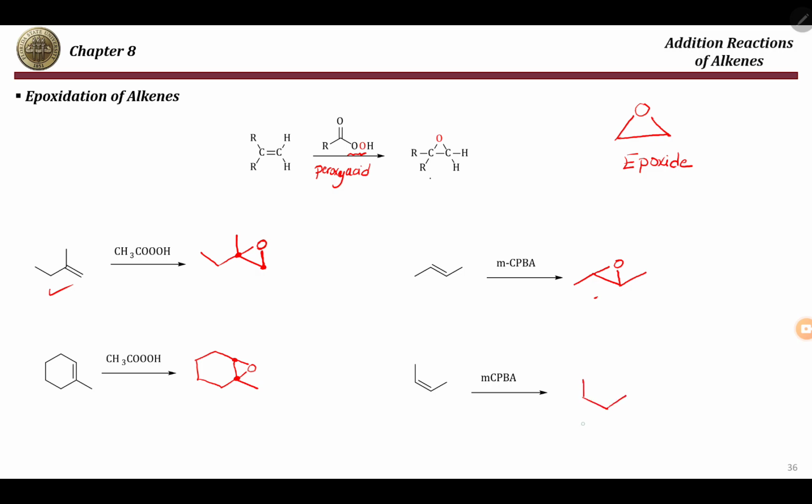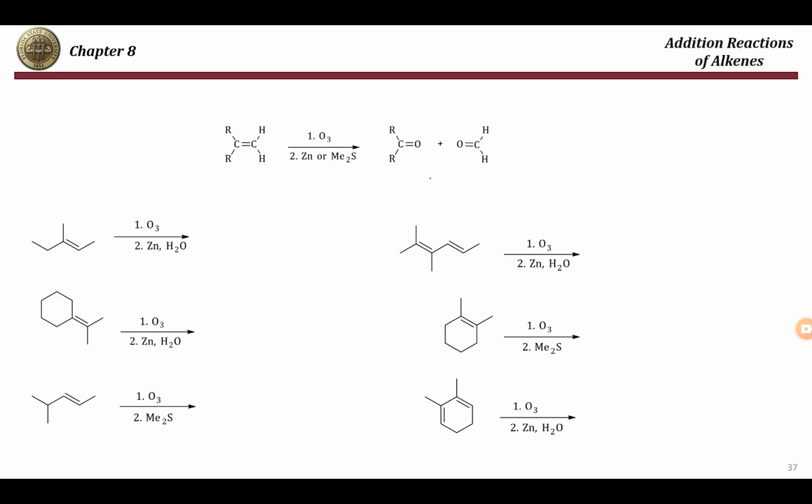This is the last example. Again, this is the most accessible face, so that's why oxygen will be on this side. Definitely the oxygen will be added from the same side. So if I have to show the stereochemistry, those should be both wedges or both dashes. So this is like both wedges or both dashes in all the cases. This is the epoxidation reaction.